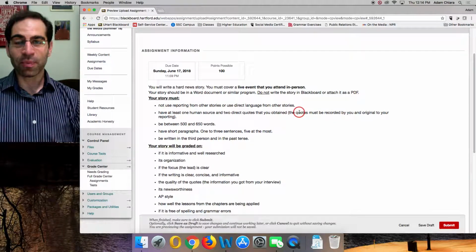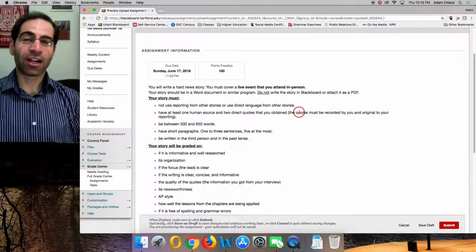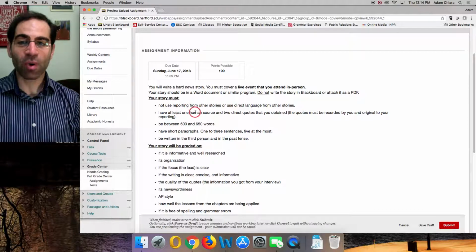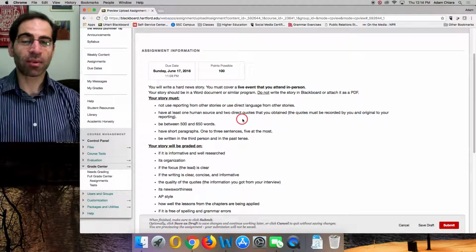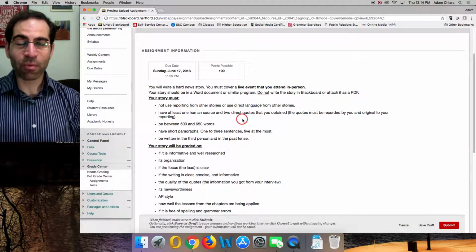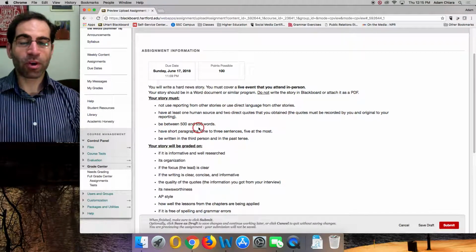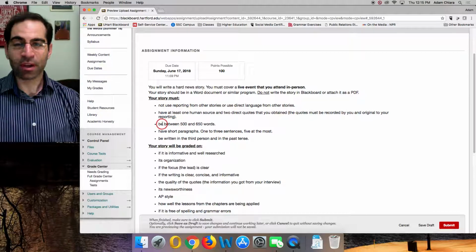It can be the organizer of the event. It could be someone participating in the event. It could be somebody just attending it, right? So it just has to be a human, at least one human source, so at least one person you're talking to, and 2 direct quotes. And we learned about quotes already in the chapters, but these are word for word. You got them word for word, what they said. You recorded it. It's between 500 and 650 words. It cannot be over, and it cannot be under. You got to get in this range right here.